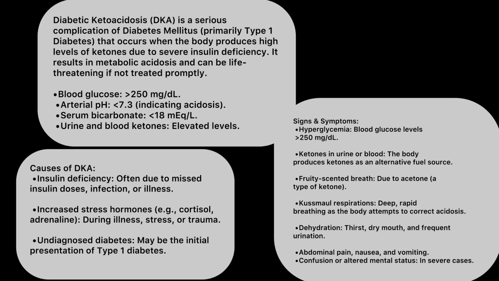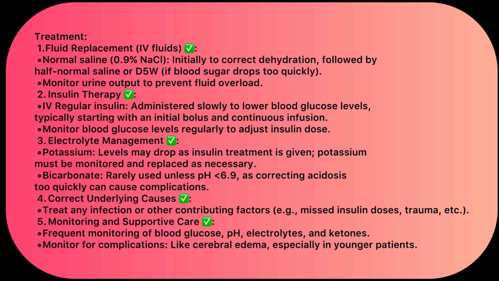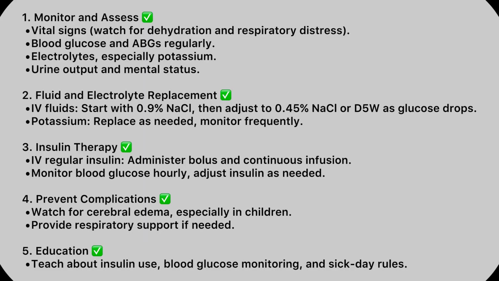You must remember the signs and symptoms of DKA to recognize the condition in case study type questions. In this case, there will be hyperglycemia, blood glucose level greater than 250 mg per dL, ketones in urine or blood, fruity scented breath, Kussmaul's respiration, which is deep rapid breathing as the body attempts to correct acidosis, dehydration, abdominal pain, nausea, vomiting, and confusion and altered mental status in severe cases. For the medical management of DKA, fluid replacement is crucial in the initial stage. Insulin therapy with IV regular insulin, monitor blood glucose level regularly to adjust the dose of insulin, electrolyte management with potassium and bicarbonate replacement, correct underlying causes of DKA, and monitoring and supportive care to the patient. For the NCLEX, you must know that initial management is fluid replacement.